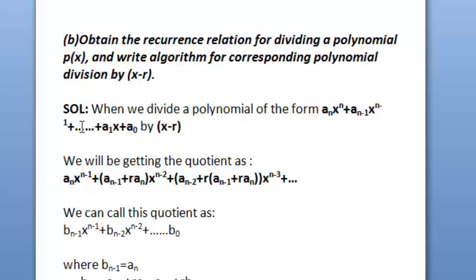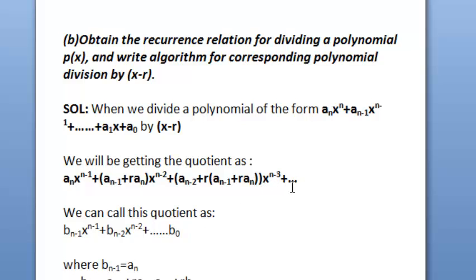Here is our solution. When we divide a polynomial of the form an x^n + a(n-1) x^(n-1) + and so on up to a1x + a0 by x minus r, we will be getting the quotient as an x^(n-1) + (a(n-1) + r·an) x^(n-2) + (a(n-2) + r·a(n-1) + r²·an) x^(n-3) and so on.